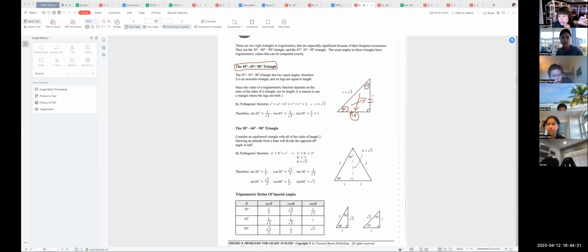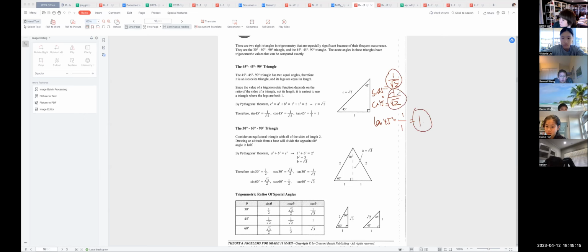Now let's take a look at this one. If we name this side as 1, this side is also 1. And the other side is what? The square root of 1 squared plus 1 squared. So c equals square root 2, the hypotenuse is square root 2. Understand, everybody? That's why sine 45 equals 1 over square root 2, and cosine 45 also equals the same thing, because the opposite and adjacent are equal to each other. And tangent 45 equals 1 divided by 1 equals 1. Everybody, I want you to remember that.